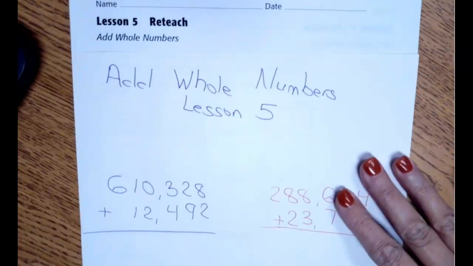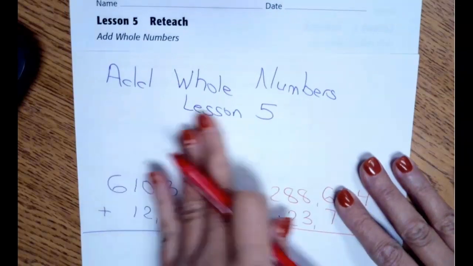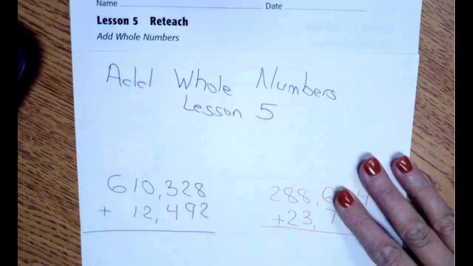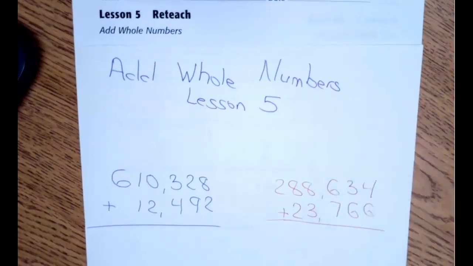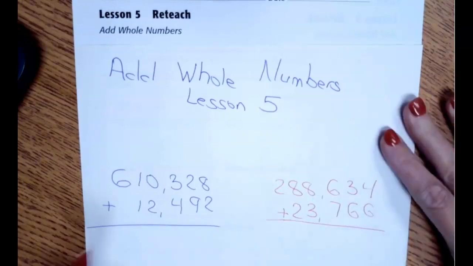All right, so now we're going to think about lesson 5, which is adding whole numbers. Boys and girls, if you can add 2 numbers plus 2 numbers, you can do 6 numbers plus 6 numbers. Real simple. Remember, when we're adding or subtracting multi-digit numbers, you want to be neat and you want to go slow. Take your time.